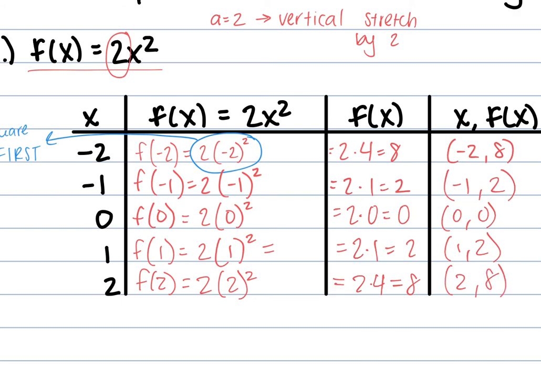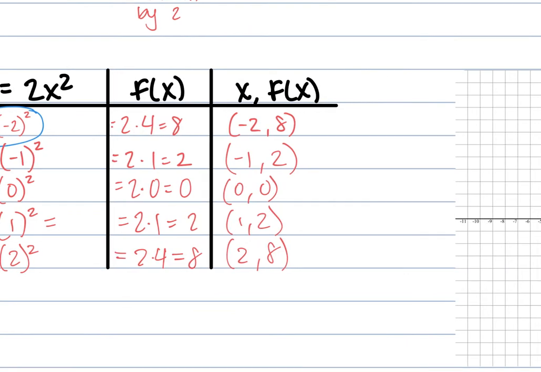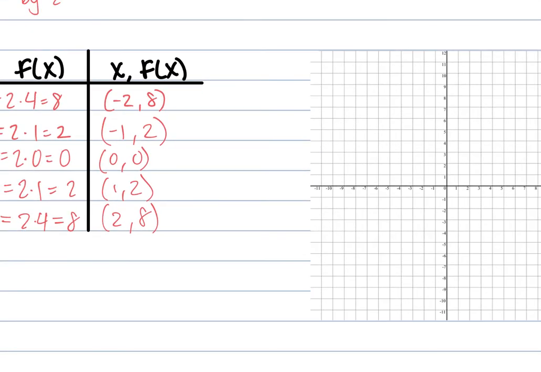How many points am I going to ask you for your graph? 5. Do we have 5 here? Yes. So we can go ahead and graph it. How would you graph negative 2 comma 8? How would I graph that? Brandon? Negative 2 on the x-axis. Good. Negative 2 on the x-axis and 8 on the y. You should get a point up here. What would I do after that?